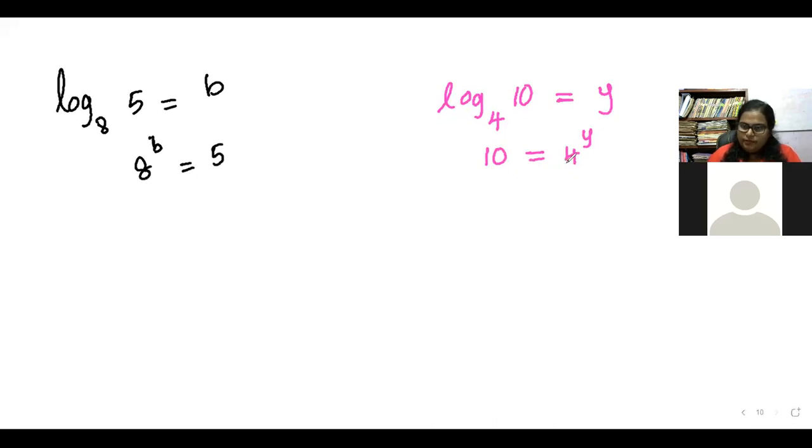So what is our purpose of this question? We have to make y the subject and take a value for y in terms of b, right?